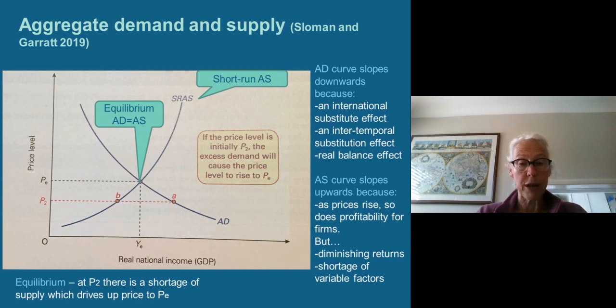So the equilibrium level is at where those two cross, and actually if you move down the short run aggregate supply curve to point B, P2, there is actually a shortage, which would drive the price back up to the price E. So if there's more demand than supply, it will drive those prices up.